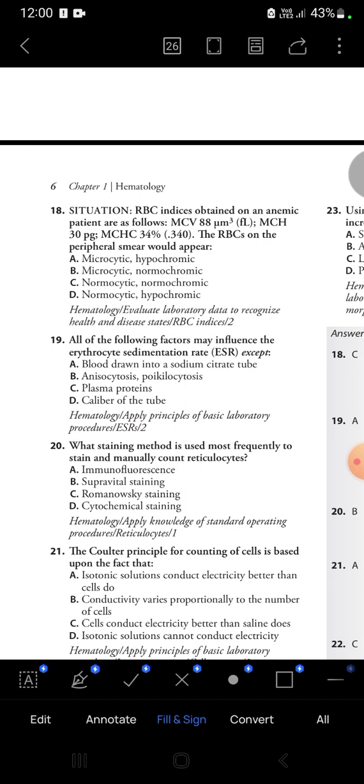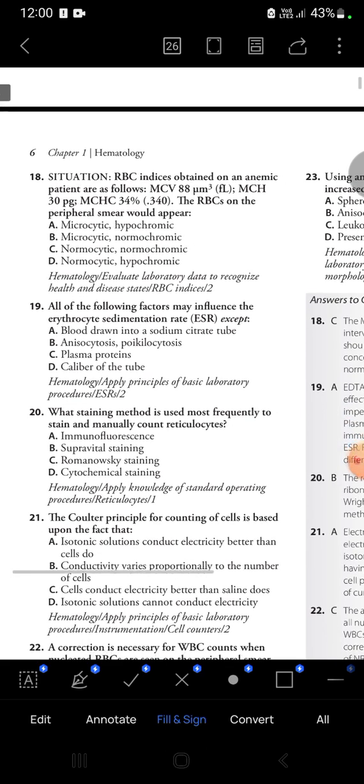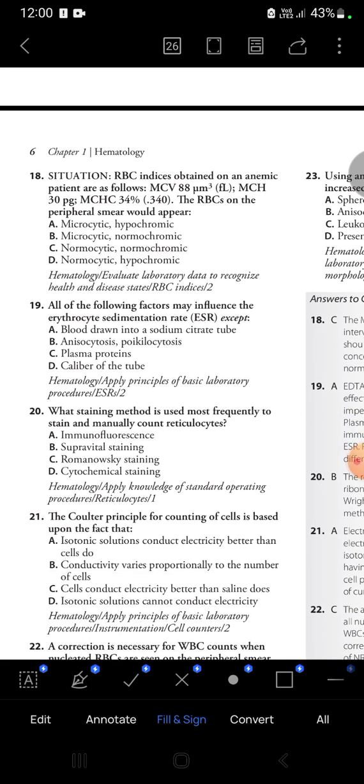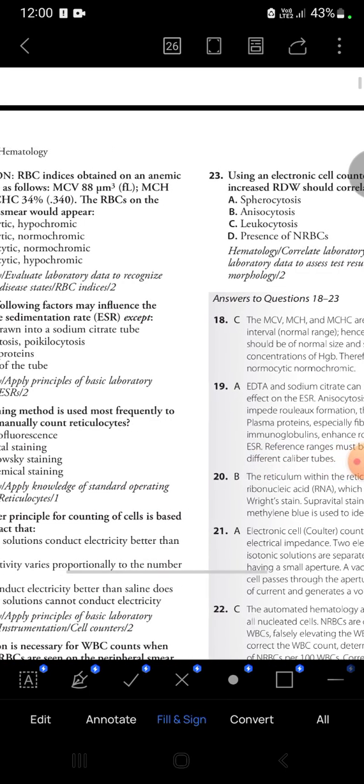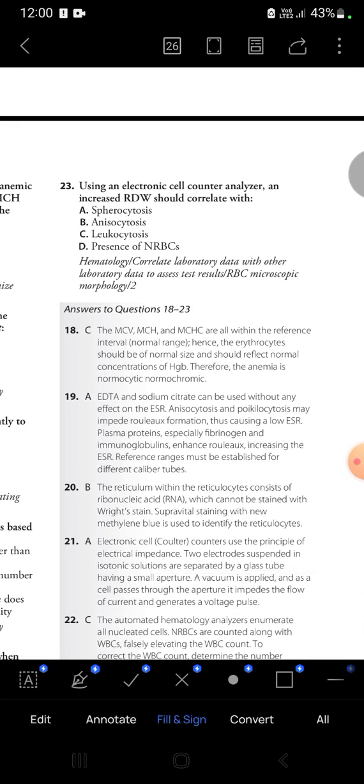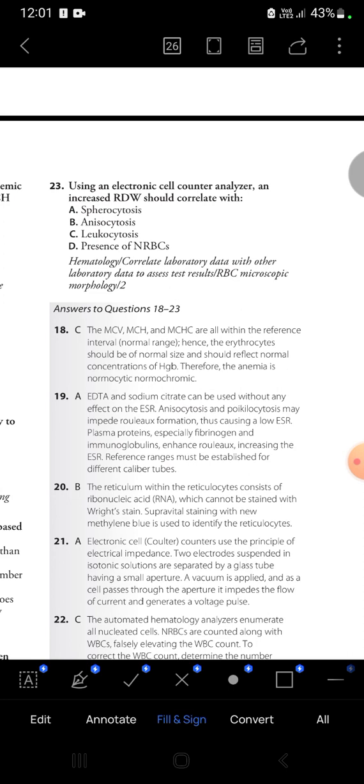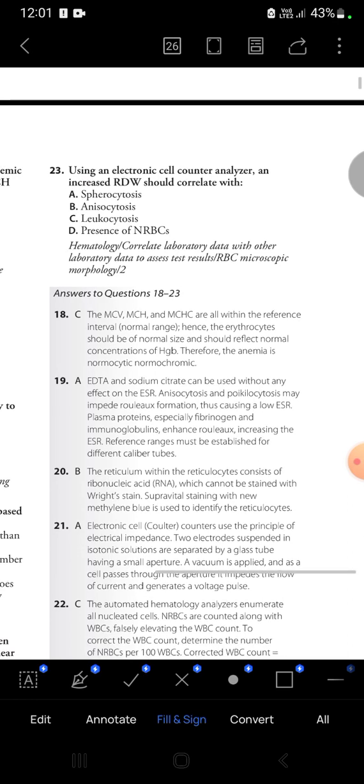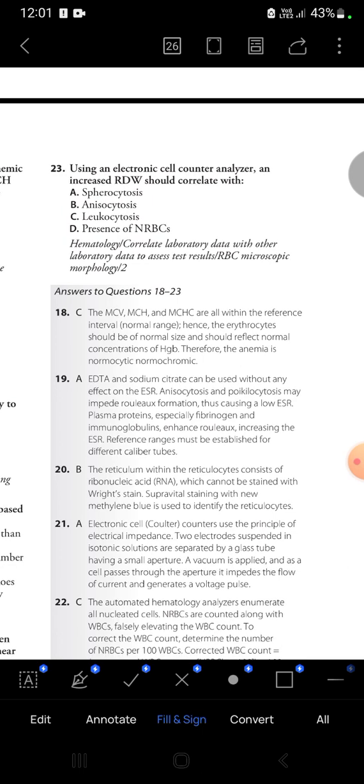All of the factors may influence the ESR except blood drawn into a sodium citrate tube. EDTA and sodium citrate can be used without any effects on the ESR. Anisocytosis and poikilocytosis may impede rouleaux formation, thus causing a low ESR. Plasma proteins, especially fibrinogen and immunoglobulins, enhance rouleaux formation, increasing the ESR. Reference ranges must be established for different caliber tubes.